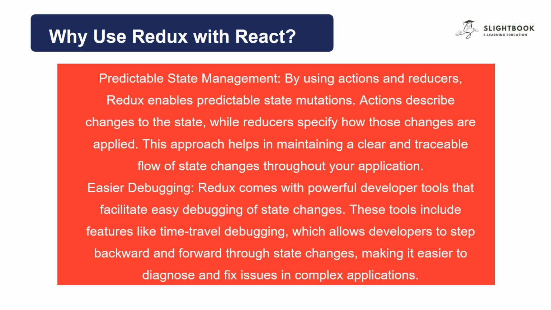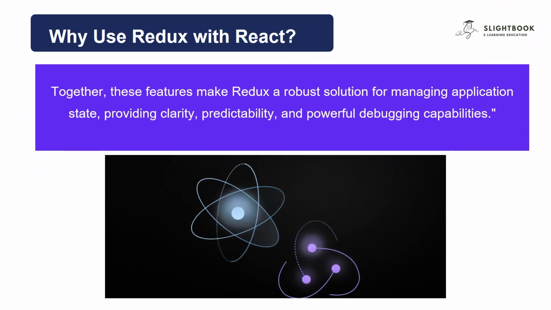Easier debugging. Redux comes with powerful developer tools that facilitate easy debugging of state changes. These tools include features like time travel debugging, which allows developers to step backward and forward through state changes, making it easier to diagnose and fix issues in complex applications. Together, these features make Redux a robust solution for managing application state, providing clarity, predictability, and powerful debugging capabilities.